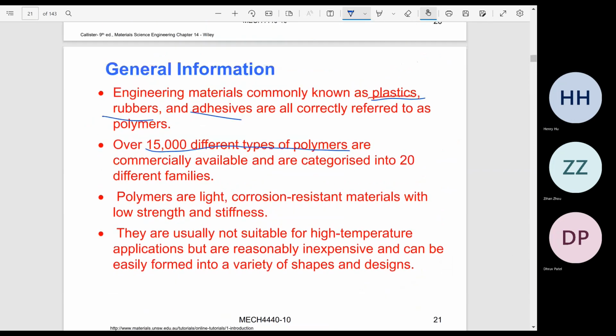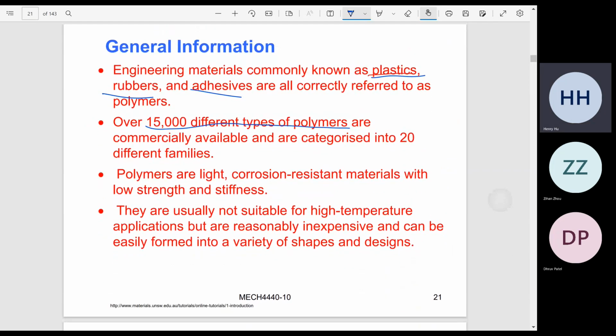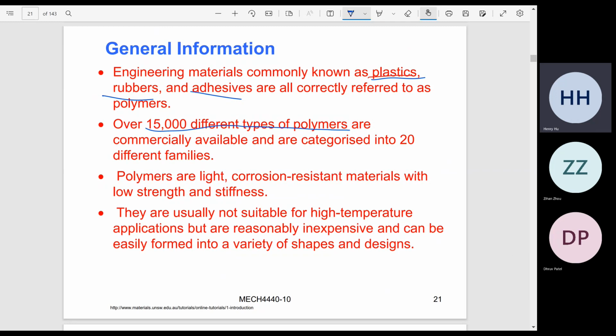So 3 bullet points put here give you some general information about polymers. Sometimes they use a different name. They call it plastic, they call it rubber, they call it adhesive or whatever. Whatever the name you heard, we can classify them as a polymer.